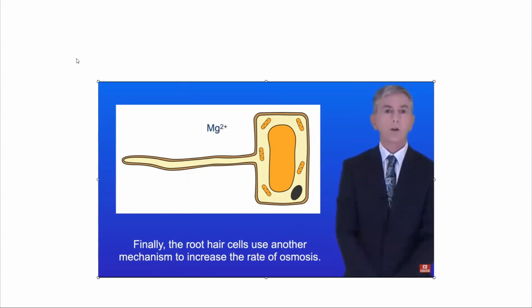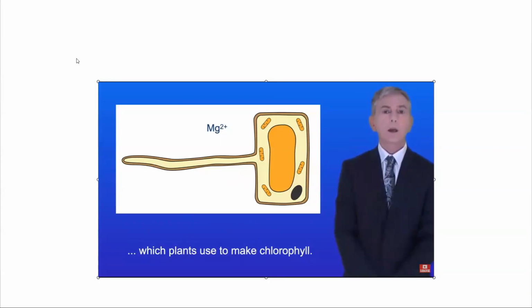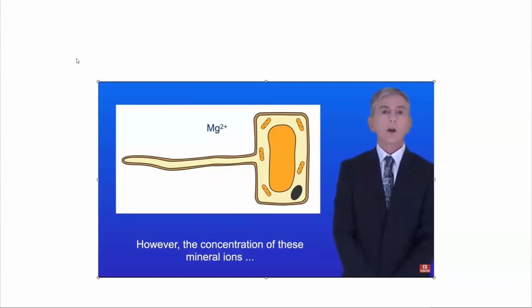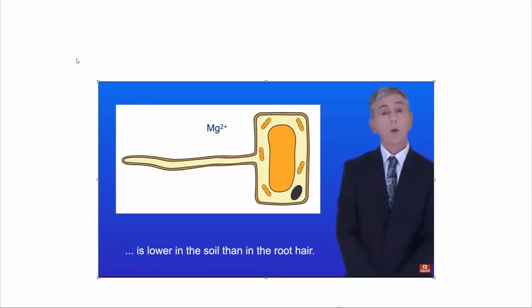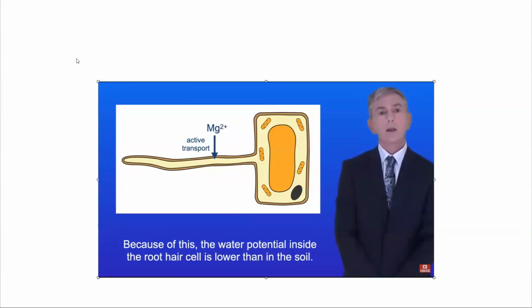Finally, the root hair cells use another mechanism to increase the rate of osmosis. The water in the soil contains dissolved mineral ions, for example magnesium, which plants use to make chlorophyll. However, the concentration of these mineral ions is lower in the soil than in the root hair. So root hair cells use active transport to move these mineral ions into the cell. The root hair cell also contains other dissolved compounds such as sugars. So because of this, the water potential inside the root hair cell is lower than in the soil.